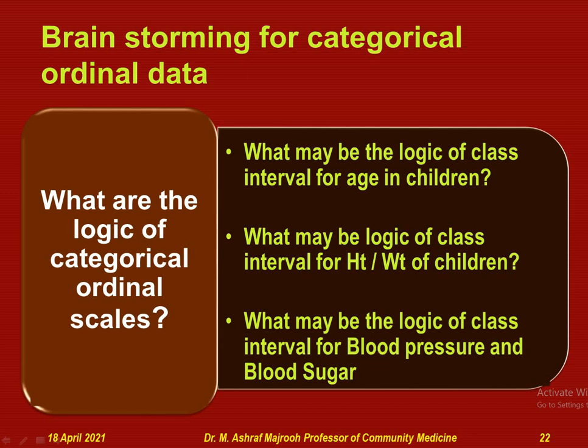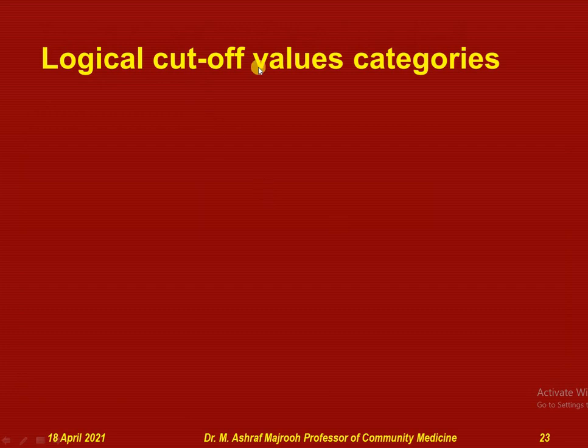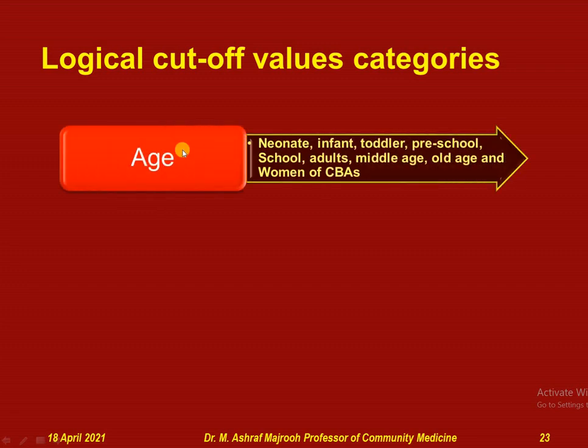So to answer these queries, let's see the importance of cutoff values for categories. For age, we have the neonates, infants, toddlers, preschool, school, adult, middle age, old age, and women of childbearing age. So these are the logic. These are the subgroups of the ages, and these are vulnerable groups, and we classify these groups on the basis of these logics, and the class intervals in these cases are not equal.